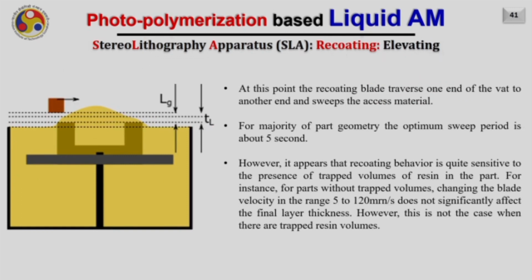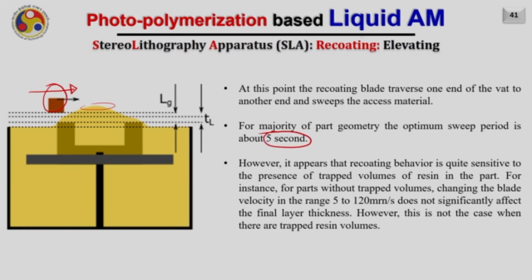Now after elevating, sweeping starts. Here you can see there is a doctor blade which is moving from left to right in this case. At this point, the recoating blade travels from one end of the vat to another end and sweeps the excess material from this region. For the majority of part geometries, the optimum sweep period is about 5 seconds. So this operation usually takes around 5 seconds.